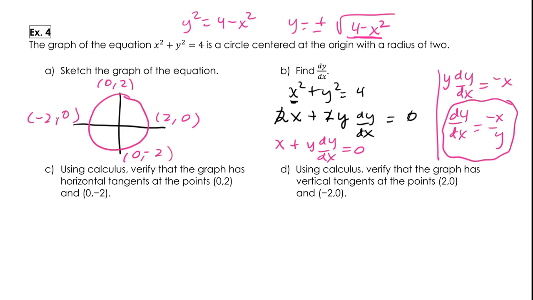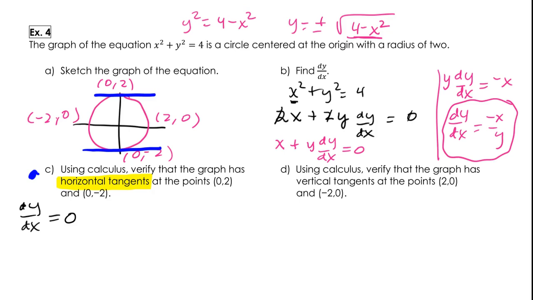Now it says using calculus, verify that the graph has horizontal tangents. Again, this year I want you guys to think of trigger words. What does it mean to be a horizontal tangent? A horizontal tangent is going to occur, so I'm going to put blue here, right here and right here. That's when the slope is 0. So when you see horizontal tangent, you need to think that's when dy/dx is 0.